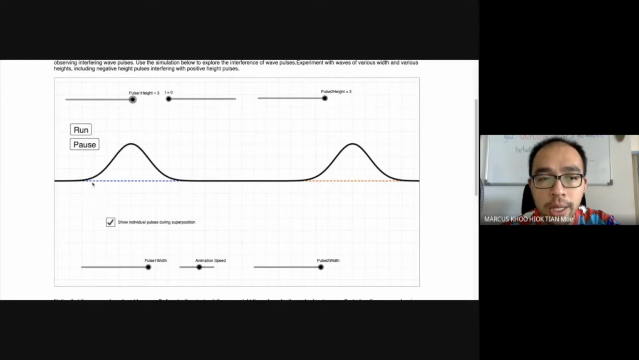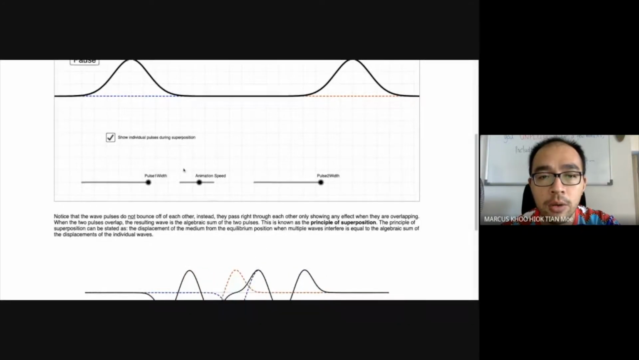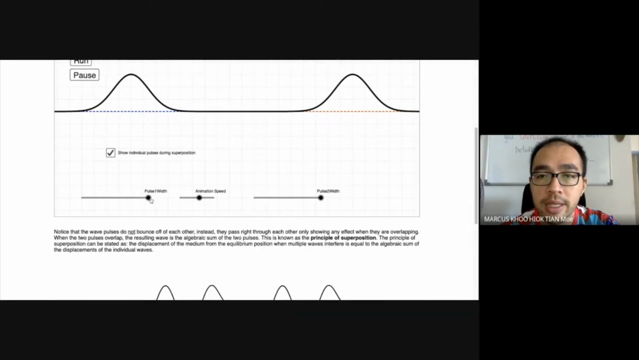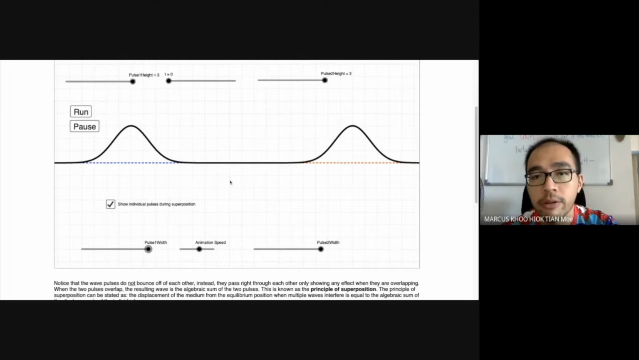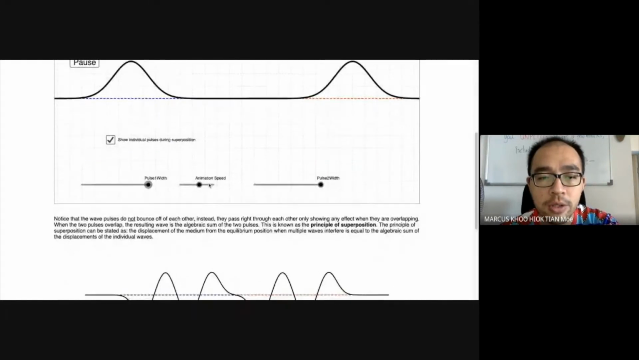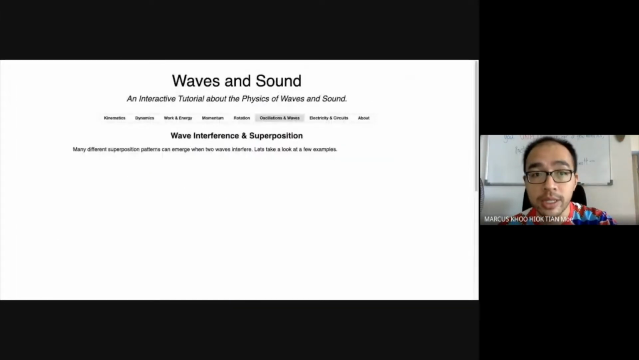But take a look at the blue and the red color lines during the superposition. Make sure that this is thick, and also make sure that the pulse width is the same. Don't do one thin and one thick. Try to do both thick first. Then you can play around with this for about 4 minutes or so. Read through all these notes here, and then after that go to the next page. There's a second page to this.